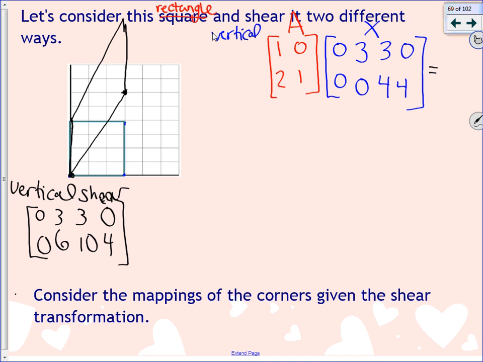Okay. Michael, what would you do if you wanted to shear the other side, the side where every x goes the same? How would you shear this side? What do you think you would do? So what matrix would you multiply by, Michael? 0, 1, 1, 2.